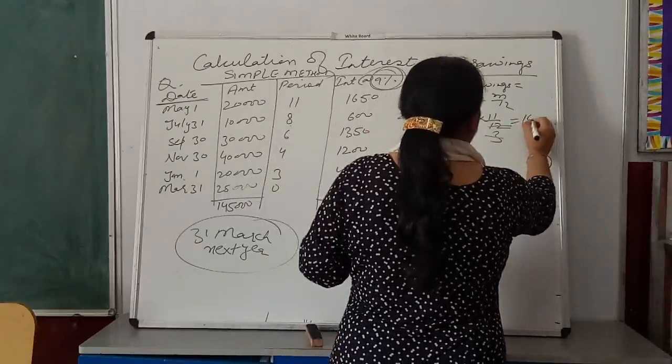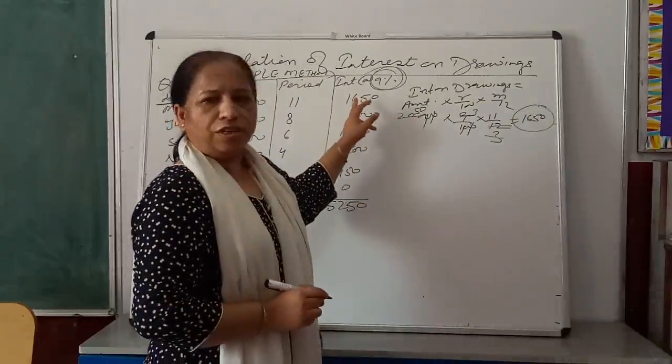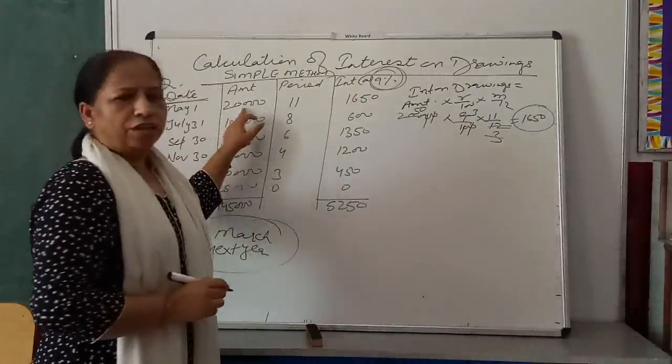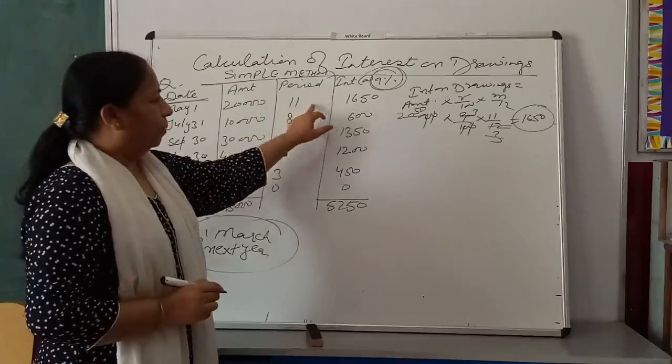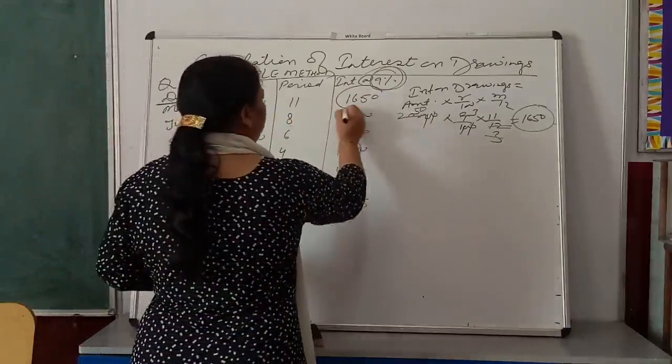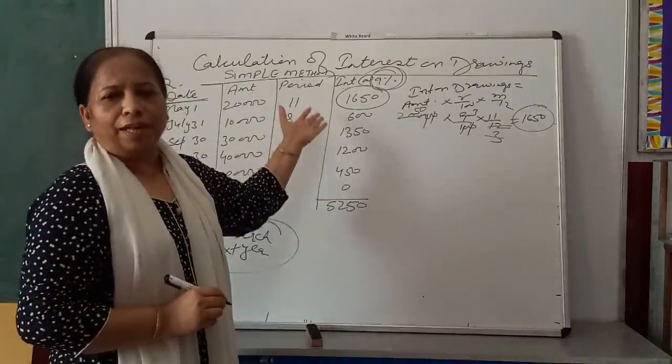And you will charge 1,650 on rupees 20,000 because this money is being used for 11 months. That is, interest on drawings will be 1,650 for 11 months by the simple method.